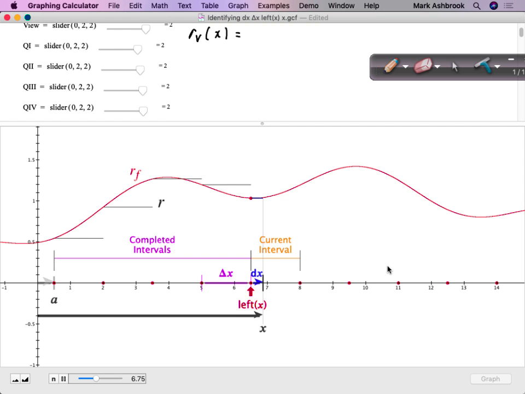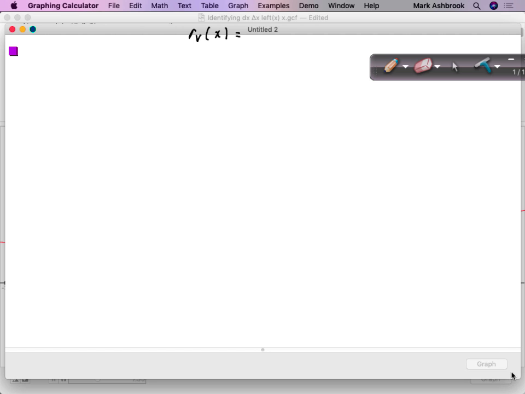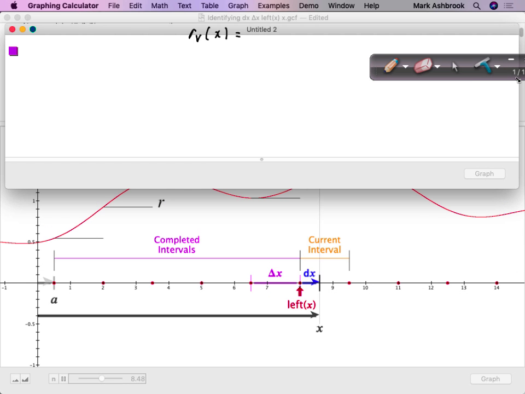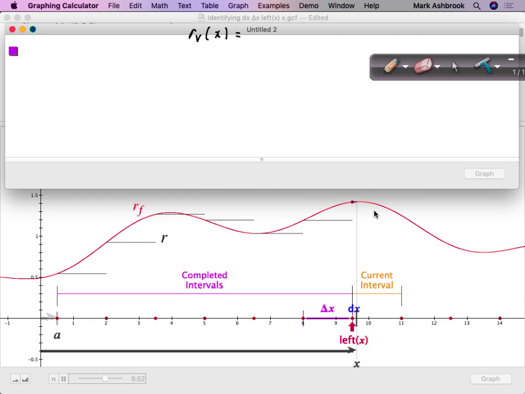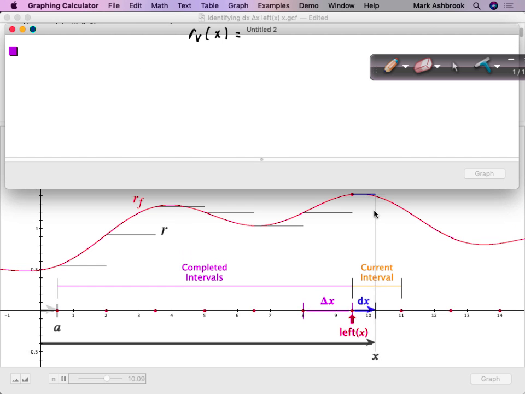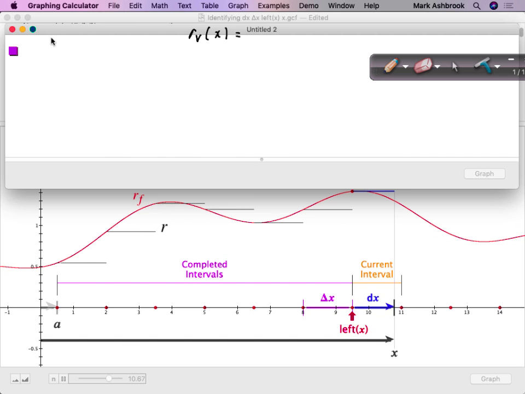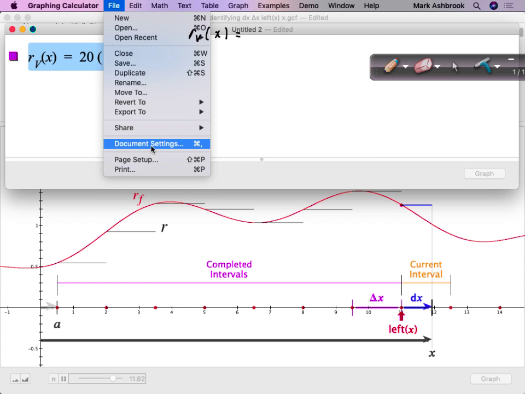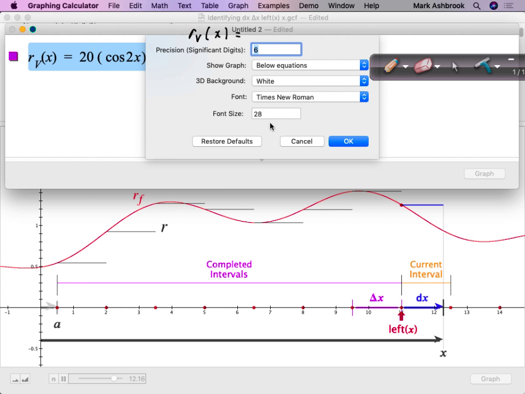Okay, so I'm doing a new file here. Everything's so chunky. Settings too big.